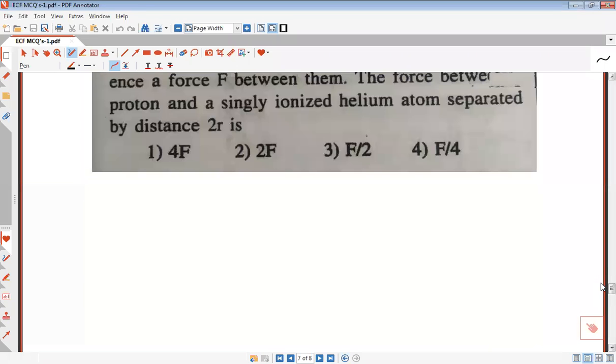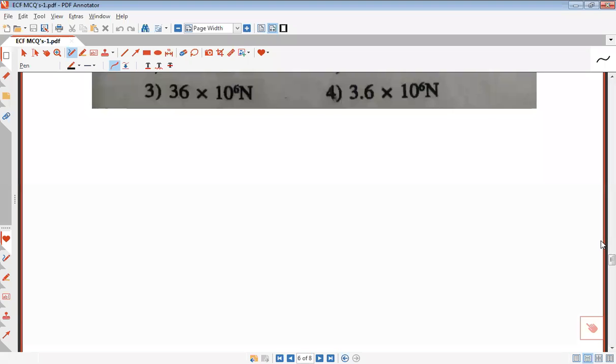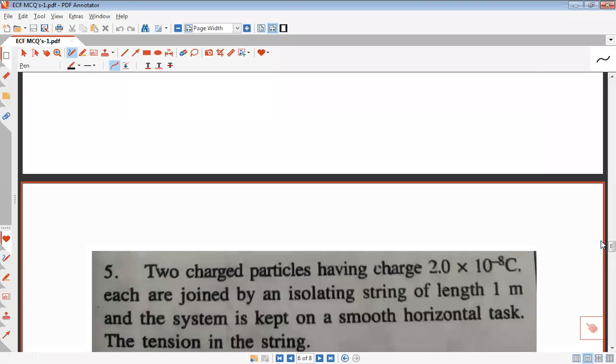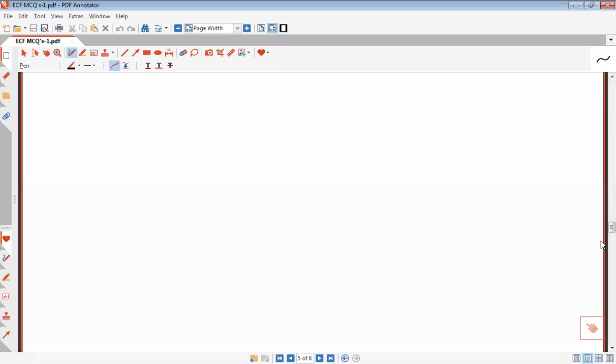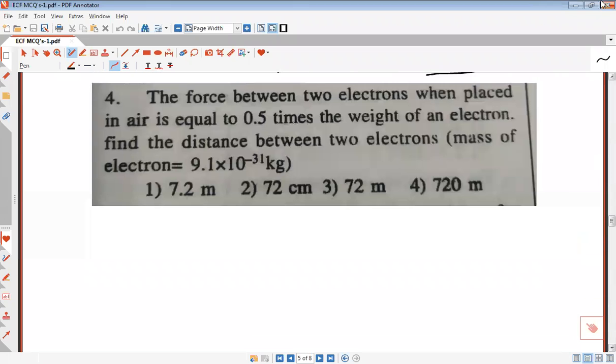So, with that idea, we will now try to solve some of the MCQs. We had probably finished the 3 MCQs. Yes. Look at the fourth problem.